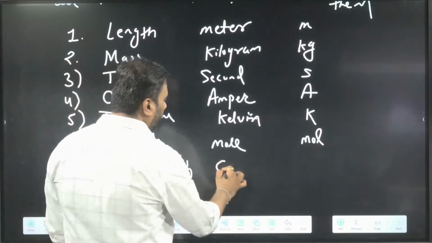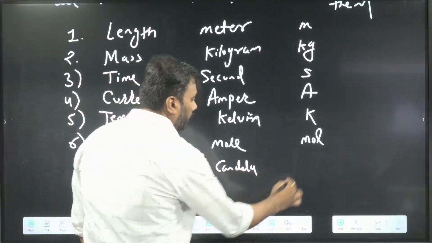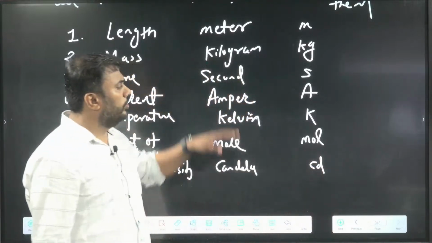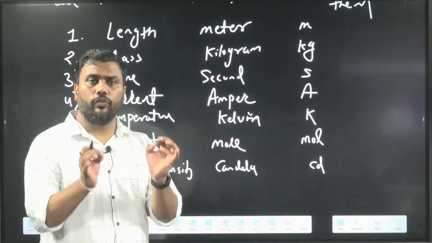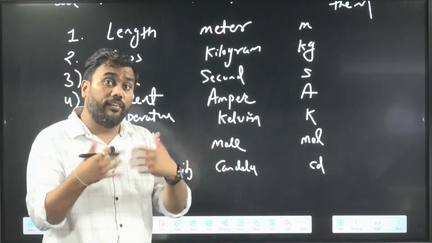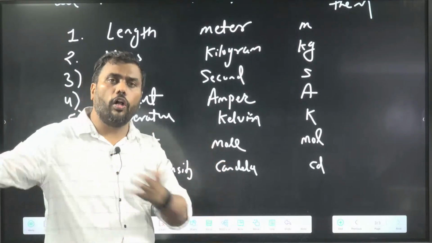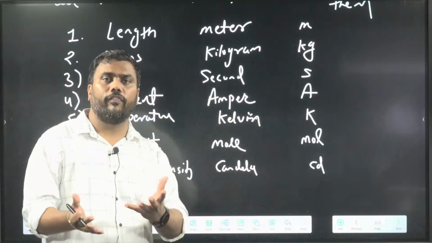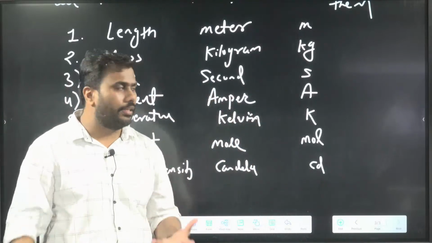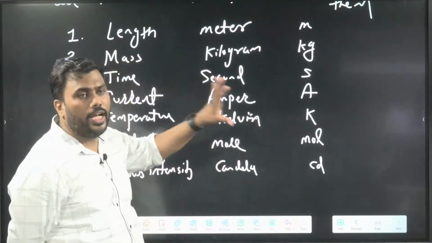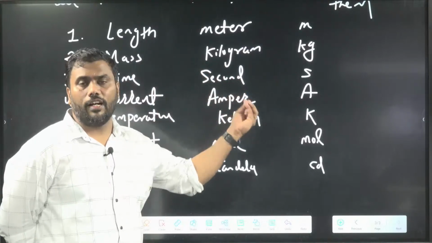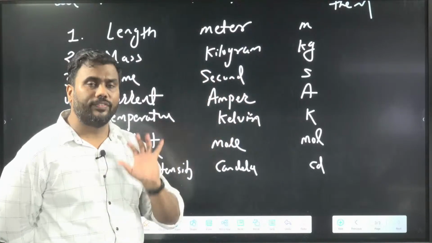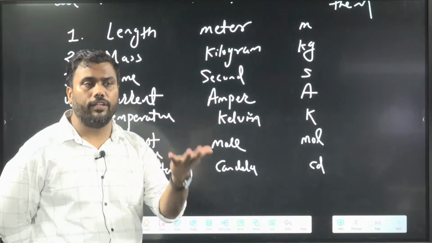Luminous intensity is measured in candela, symbol cd. So these are 7 physical quantities. If you define these 7 physical quantities, all other physical quantities which the science community has defined can be derived in terms of these. So these are called fundamental or base physical quantities. All others can be derived in terms of these.